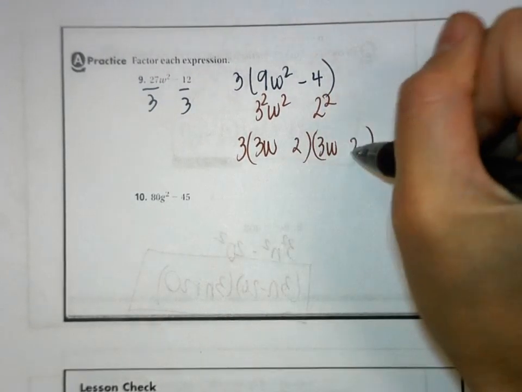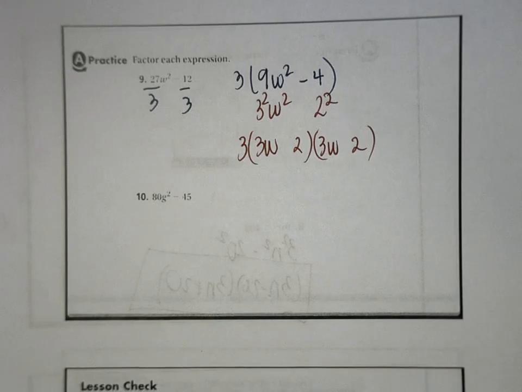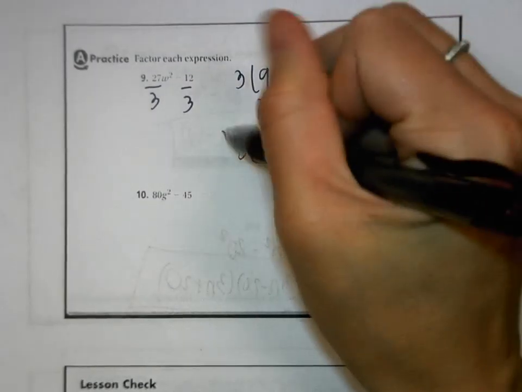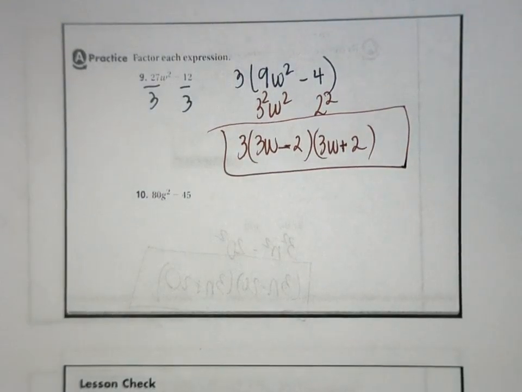Now in this one, are they going to be both minuses, both pluses, or one of each? Why is it one of each? There's no middle term, right? And so you'd want your middle term to be canceled out, so you'd need one to be minus and one to be plus. That is the correct answer. Okay, number 10.